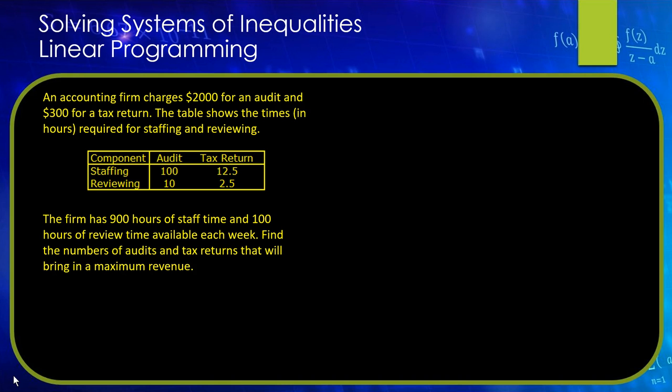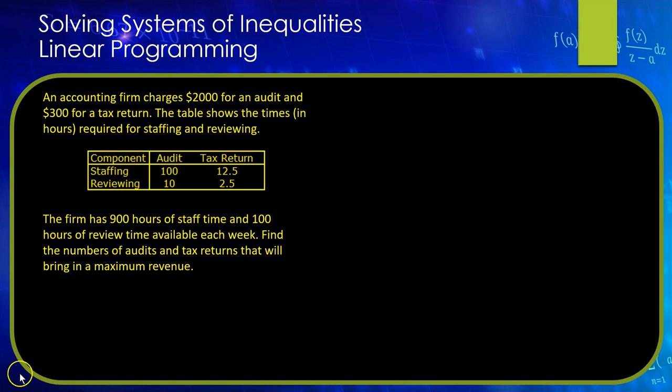Okay, so again, there's a number of different parts to this. You can see the revenue is going to be determined by the $2,000 for an audit and $300 for a tax return. So that's where the money's going to come from. I just need to get an idea of certain combinations that are going to meet the conditions I have in this problem, and then look for the one that gives me the biggest amount of revenue.